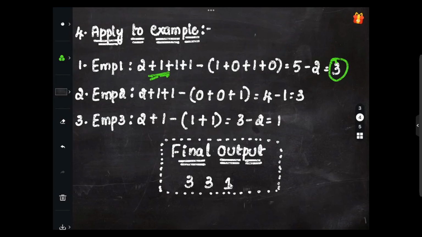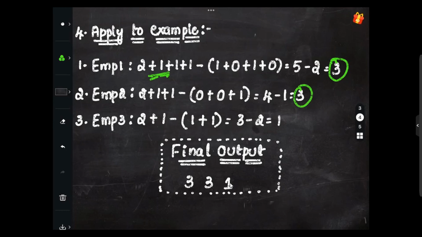So for employee 2 we will be going with 2 plus 1 plus 1, basically, right? So 2 plus 1 plus 1. So this one will be minus the self message. This one we have to consider: 0 plus 0 plus 1. This will be 4 minus 1. This will also be 3, basically, right? So same as employee 1, we have got 3 here.